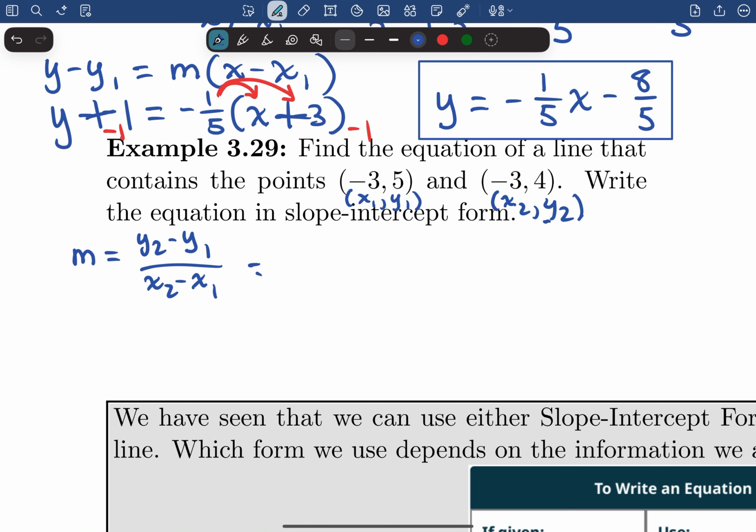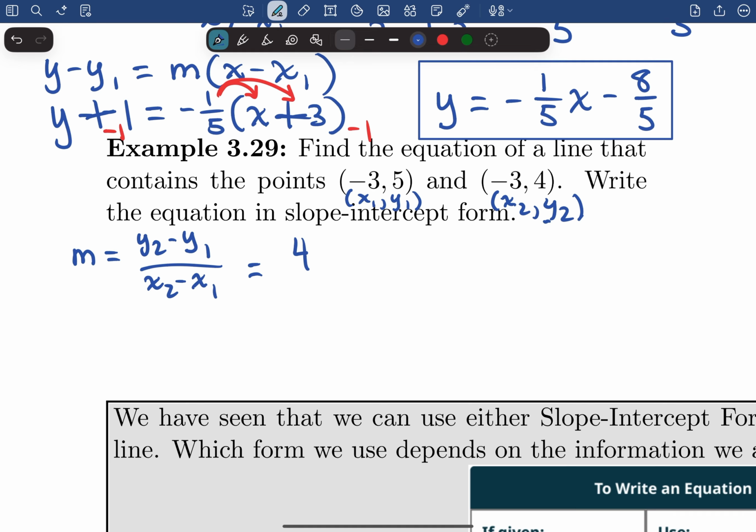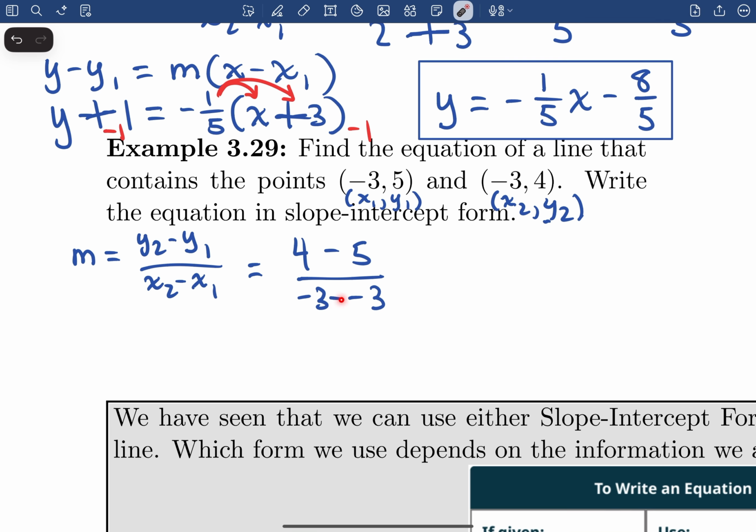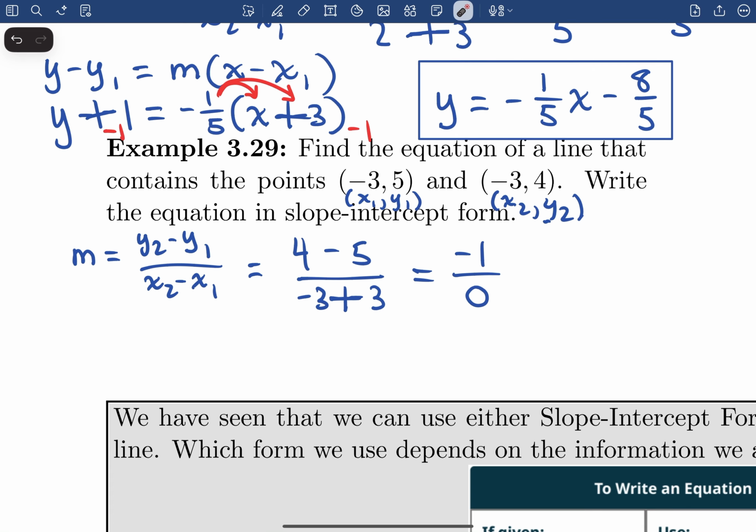And now let's input those values, right? y2 minus y1 divided by x2 minus x1. That's what I'm about to input. And so I take 4 minus 5 divided by -3 minus, careful, -3. So I have the minus sign of the formula and the negative value of x1. So now it's time to turn that double minus into a plus, and 4 minus 5 is -1, and -3 plus 3 is 0. Now this is interesting. I found the slope is -1 divided by 0.